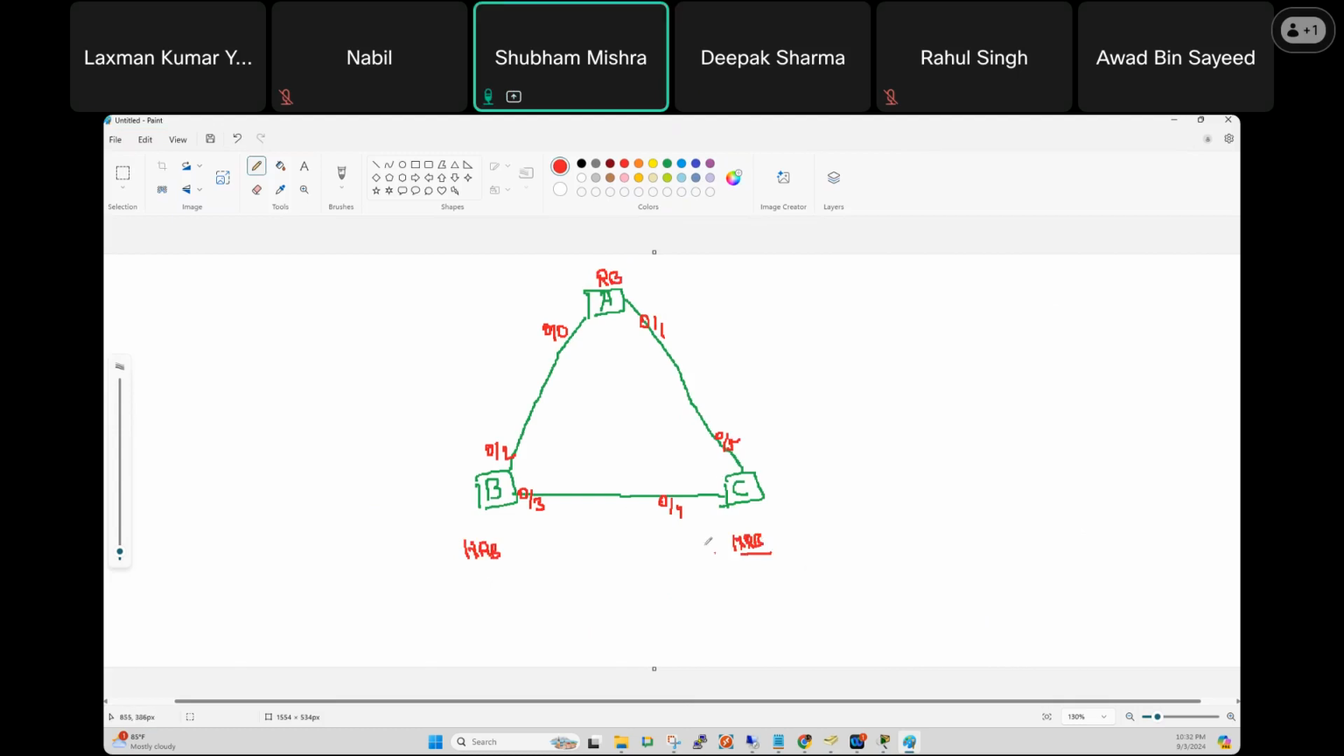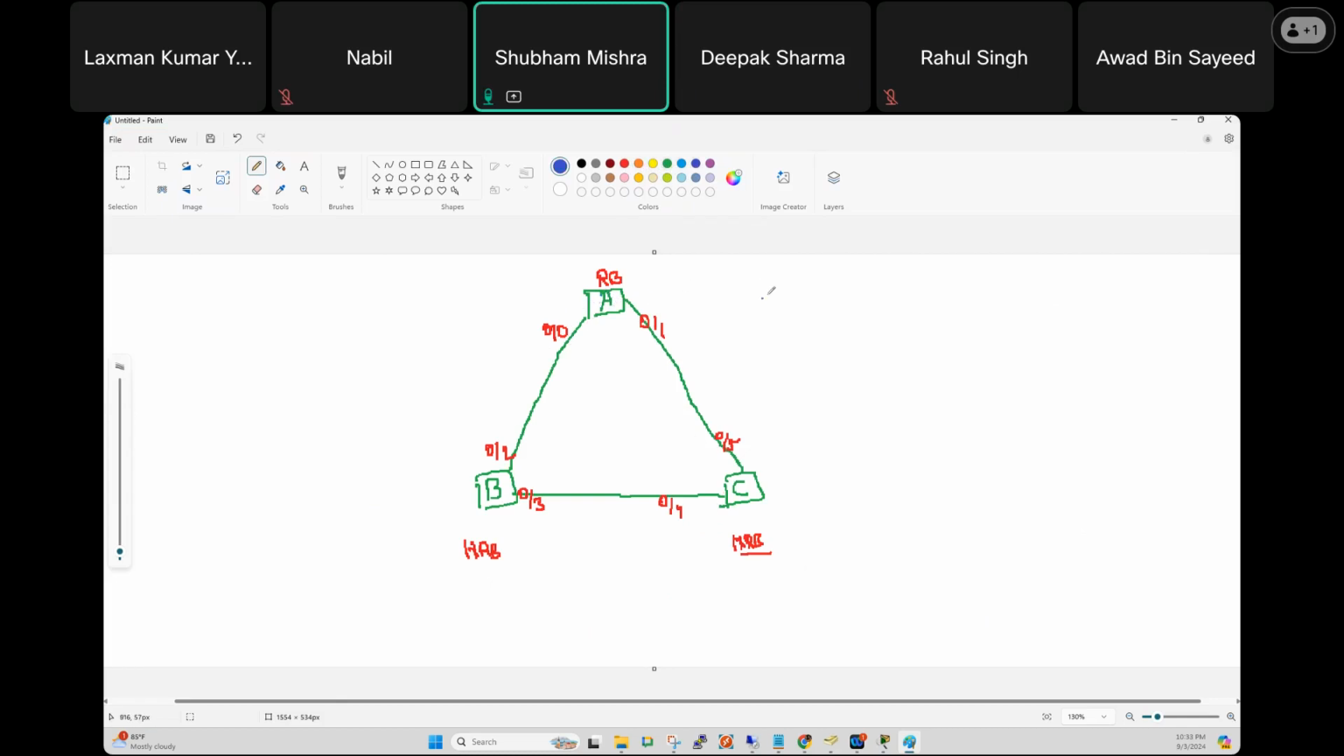Now, who is sending the BPDU? Root bridge. Yes, only the root bridge is sending the BPDU, and it is sending the BPDU through both interfaces. For example, what is the BPDU on switch number A?